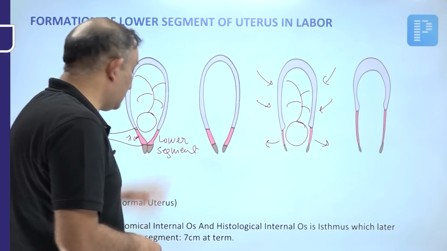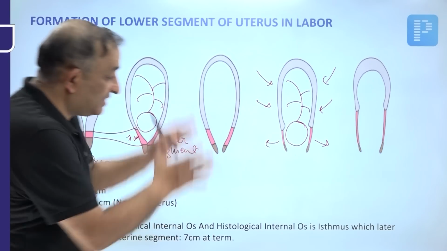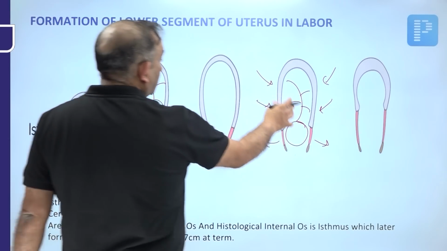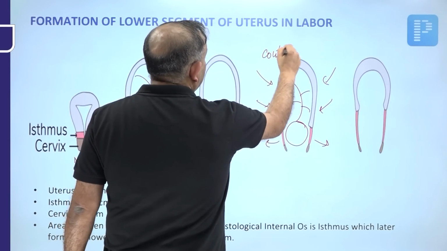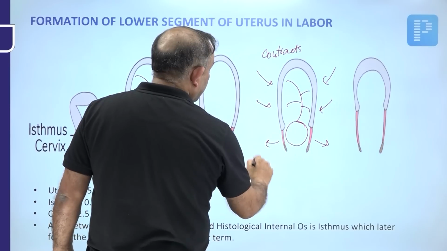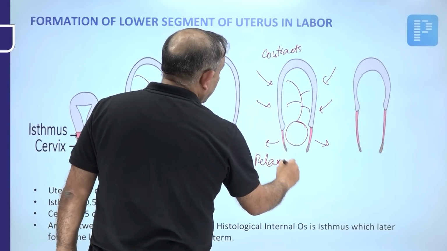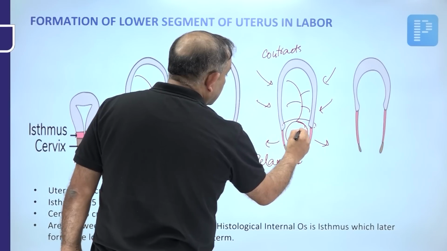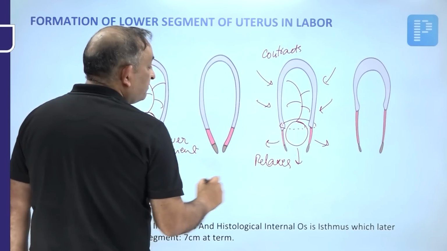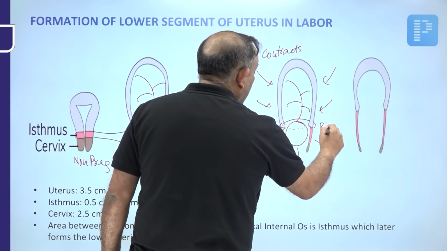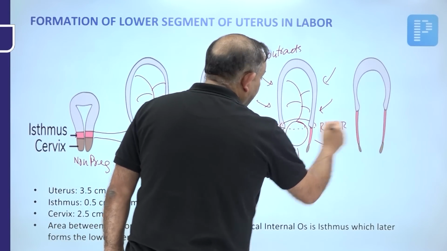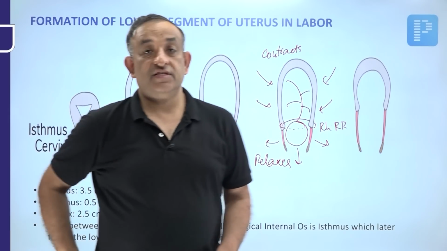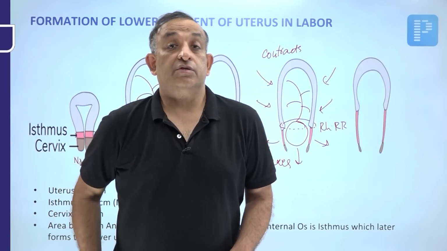So this physiology of contraction in labor has to be understood. The upper segment contracts and the lower segment relaxes to help the baby go down. At this level, you'll see a physiological retraction ring. All right.